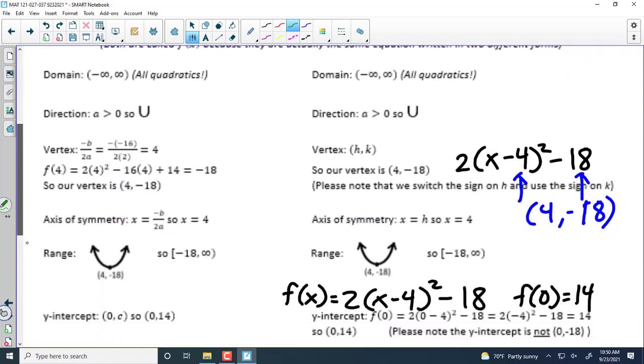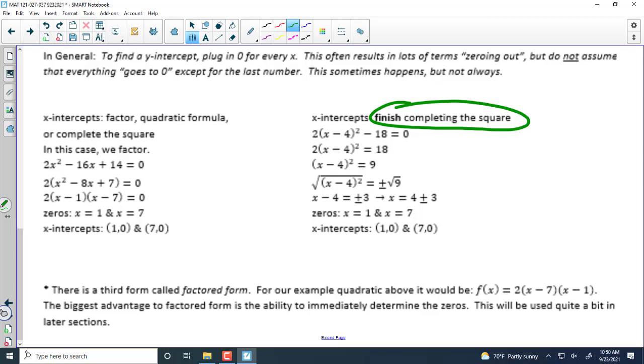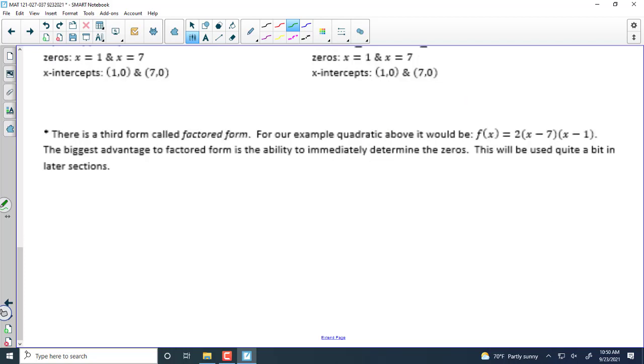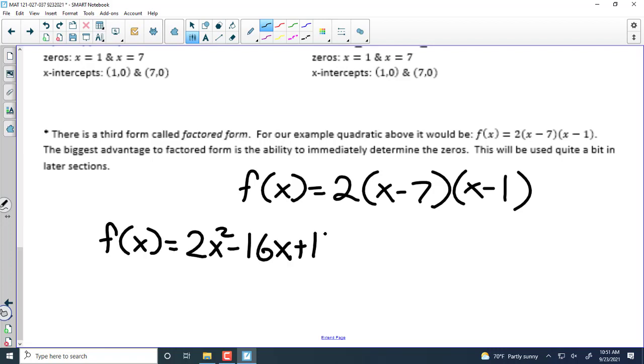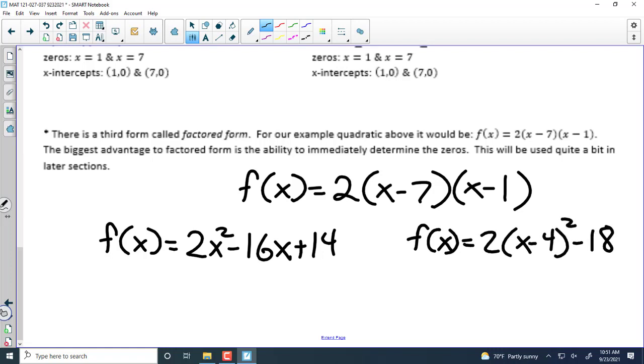There's actually another form of a quadratic that we often see in this class. The other form that we sometimes see is a form where the quadratic is factored. Like that. So this right here, this right here, and this right here are all different forms of the same equation. And they all have their upsides and their downsides.